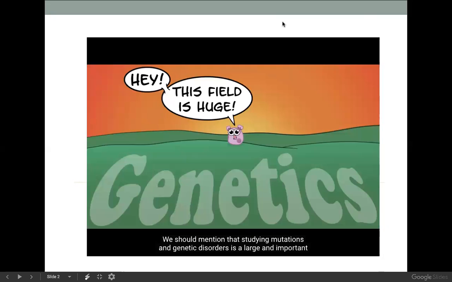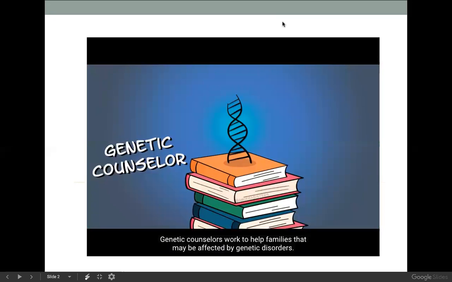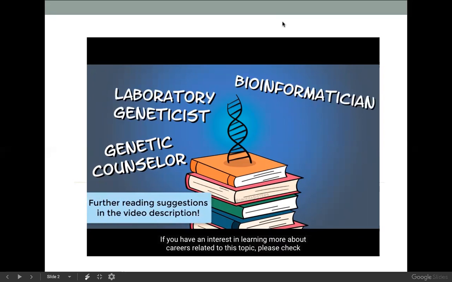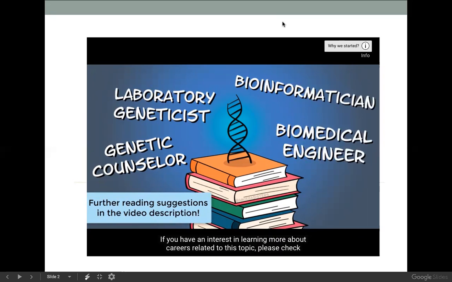We should mention that studying mutations and genetic disorders is a large and important field right now. Genetic counselors work to help families that may be affected by genetic disorders. If you have an interest in learning more about careers related to this topic, please check out some of our further reading suggestions in the description below.